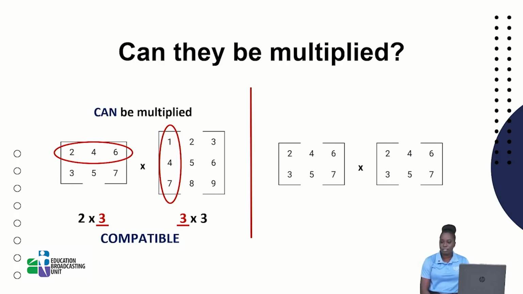Now, the result for this would therefore be the number of rows for the first matrix and the number of columns for the second matrix. So our result would be a 2 by 3 matrix.